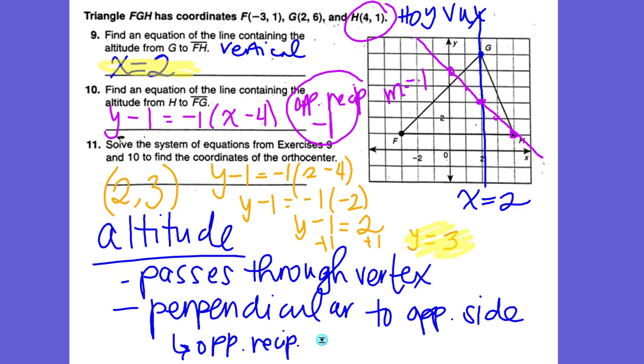The x coordinate's 2, the y coordinate's 3, and if I go look on this graph to the right 2 and then up 3, that's exactly where my orthocenter appears to be on the graph. I can verify it by plugging 2 into this equation of the altitude and solving that system of equations. So I find the two equations of the altitude, then either graph them or solve the system of equations to find their point of intersection.